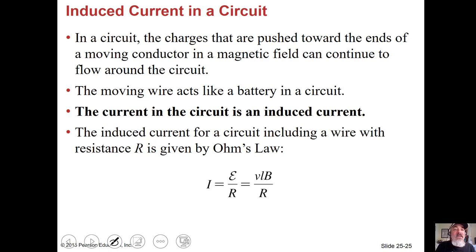So in a circuit, the charges that are pushed towards the end of a moving conductor can continue to flow around the circuit, as you saw in the picture. The moving wire acts like a battery, as I said, and then you could actually figure out the amount of current. This is from Ohm's law. But now we know this EMF is v times B times L, and again that's the velocity, little v. Okay, good.